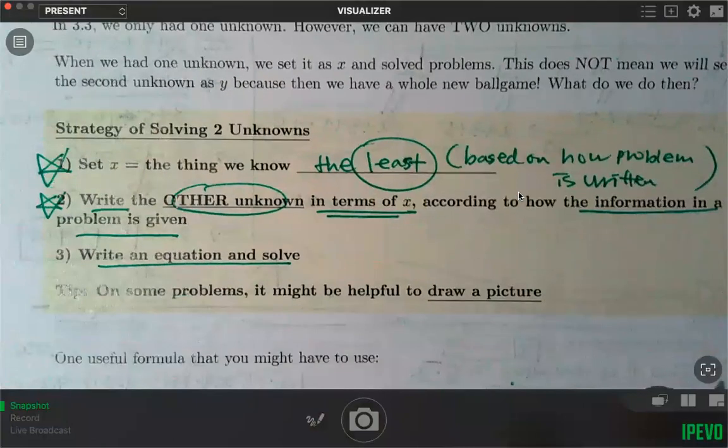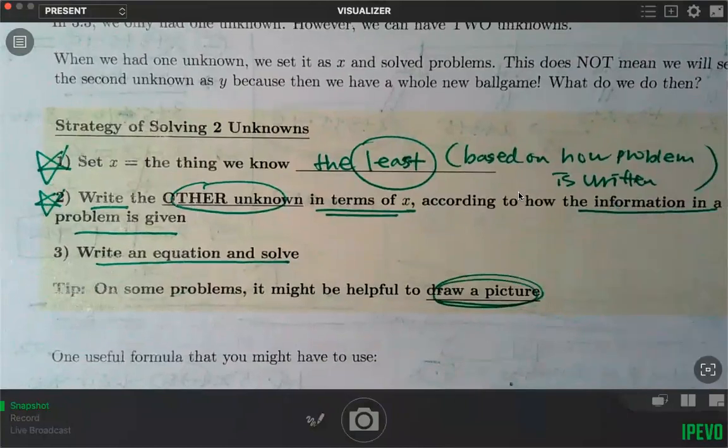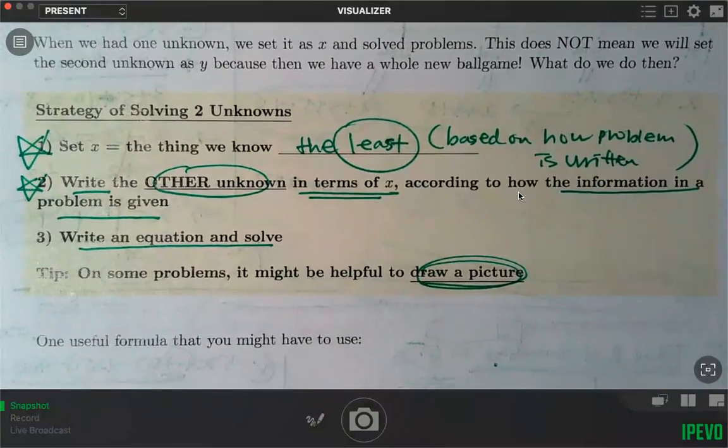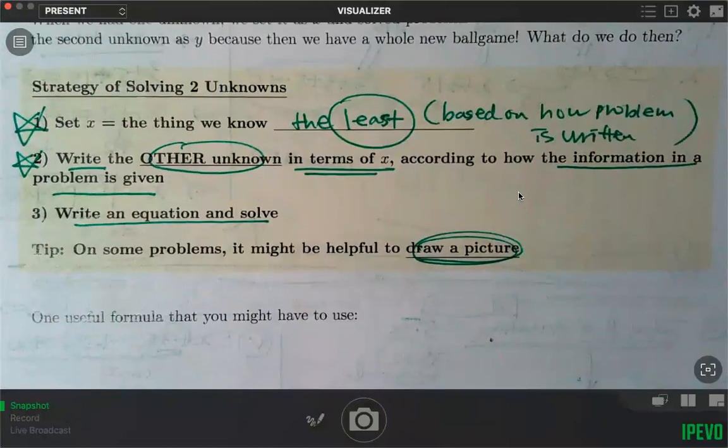Okay, now on some problems, it might be helpful to draw a picture just like what I did on that bus stop problem. Okay, so now, one useful formula that you may have to use on some problems is, can I go to the next page?